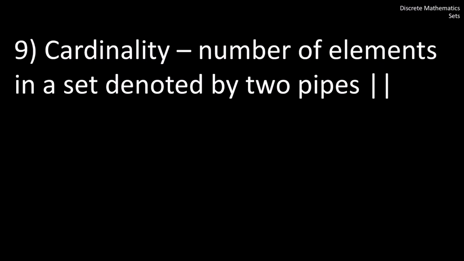This brings us to cardinality. Cardinality is the number of elements in a set, denoted by two pipes. As we bring up our example again, A is equal to {1, 2, 3, 4}, we see that there are 4 elements in the set. So we can say that the cardinality of A is equal to 4.